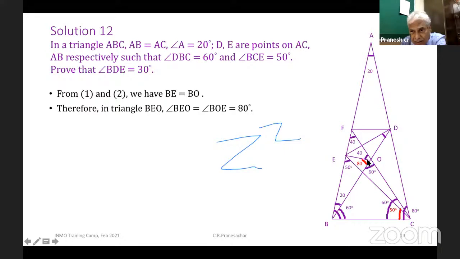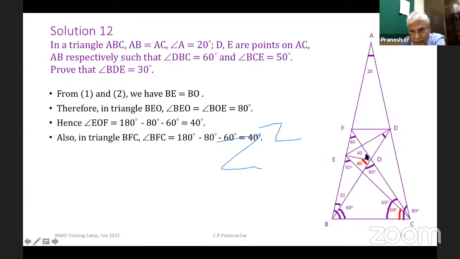Therefore, this is 80 and this is 80. And therefore, angle EOF will be 180 minus 80 plus 60, which is 40. So this angle is 40. Also in the triangle BFC, this angle is 40 because this is 80 and this is 60. So this 40 and this 40 will make this triangle isosceles. So EO equals EF. But DF and DO are already equal.